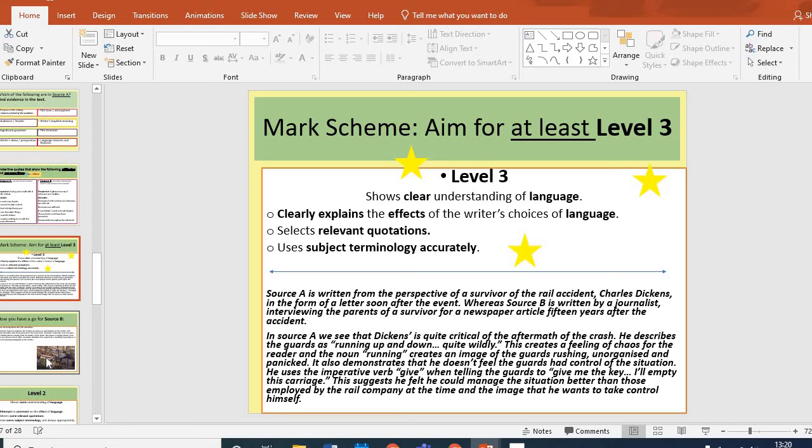He describes the guards as running up and down quite wildly. And this creates a feeling of chaos for the reader, and the noun running creates an image of the guards rushing, unorganised and panicked. It also demonstrates that he doesn't feel the guards have control of the situation. He uses the imperative verb give when telling the guards to give them the key. I'll empty this carriage, he suggests. This suggests he felt that he could manage the situation better than those employed by the rail company at the time, and the image that he wants to take control himself.